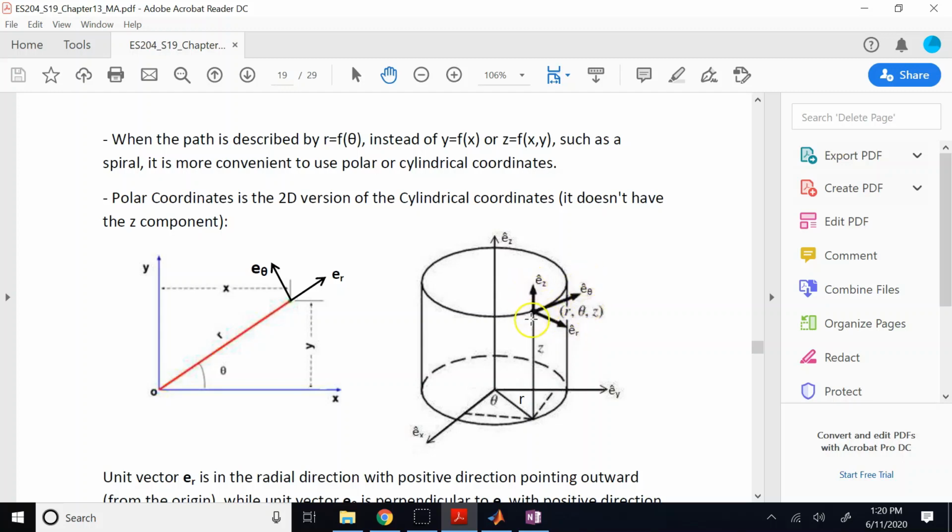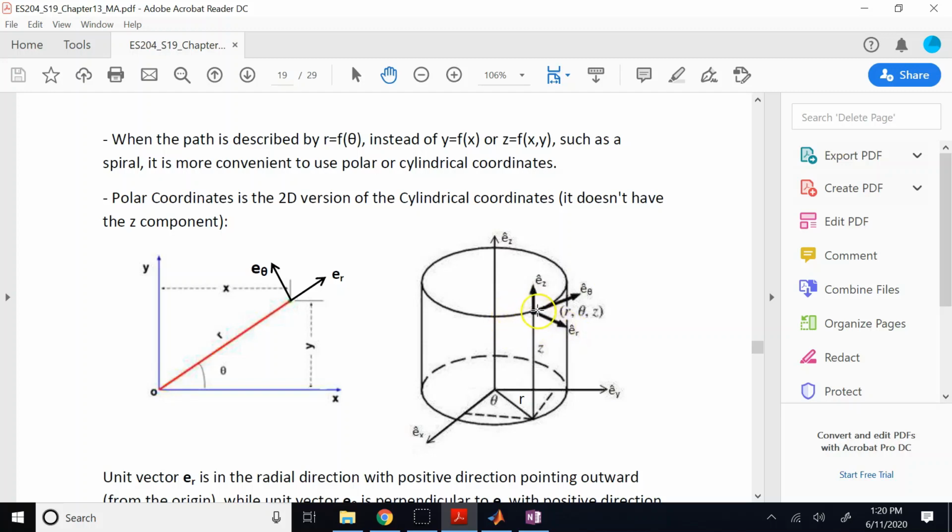Now, e_z is always upward in the z direction. So we can say that e_z is exactly the same as what? k. So e_z here is the same as k. It never changes its direction, and it is a fixed vector. But e_r and e_theta, they do change directions.